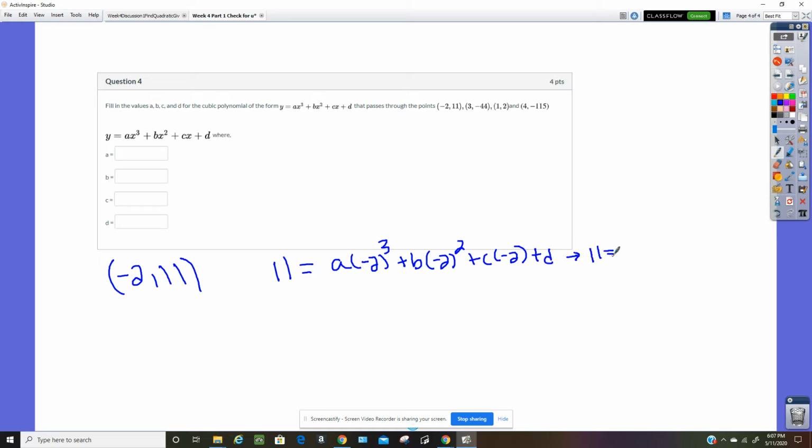That would look like this: 11 equals negative 8a plus 4b minus 2c plus d. And then you want to do the same thing for the other 3 points, and you'll have 4 equations and 4 unknowns. Then you put a 4 by 4 into matrix A and a 4 by 1 in matrix B, and do A inverse times B, and you'll get these 4 answers here.